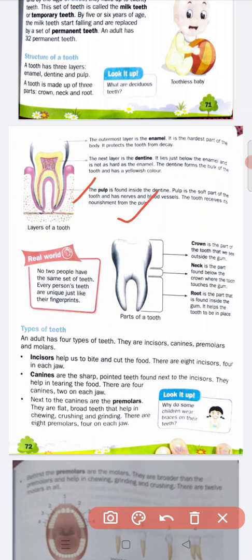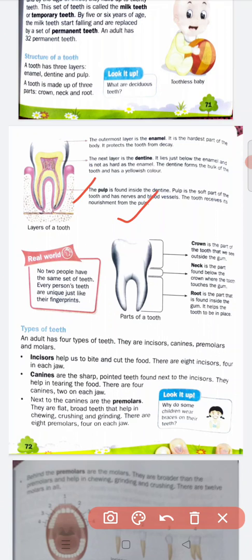So a tooth has 3 layers. This is the underside structure. The outermost layer of the tooth is enamel, the next layer inside is dentine, and then underside the pulp is present inside the dentine, and pulp provides the nourishment for the teeth.